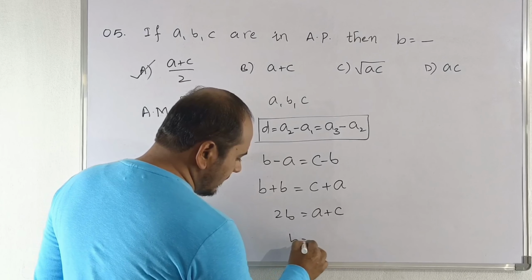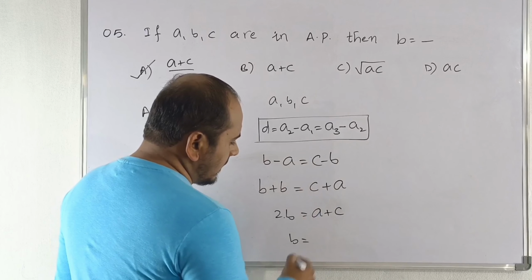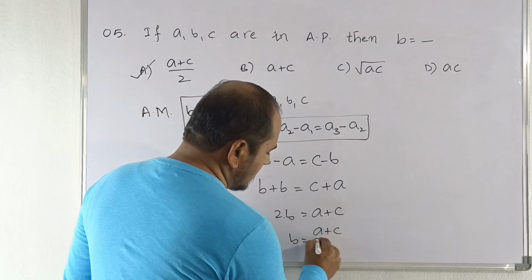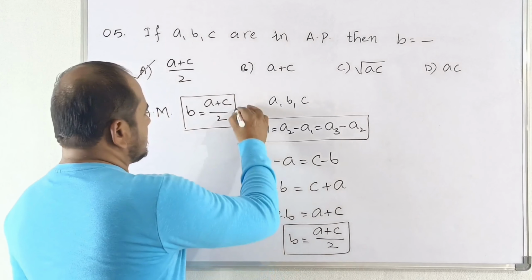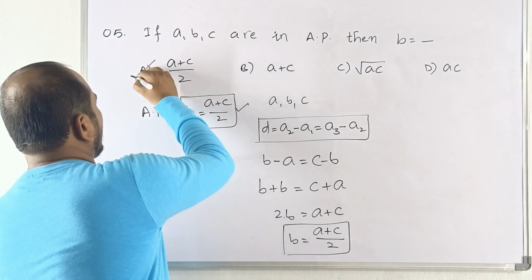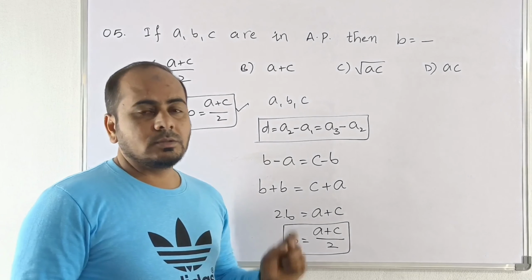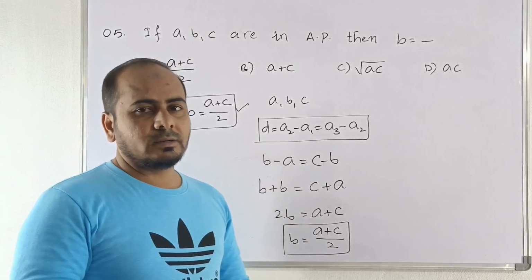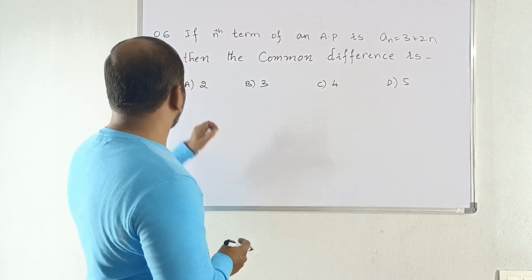Actually we need to find the B value. Hence this 2 also you change to the right side: A plus C divided by 2. Hence B is equal to A plus C by 2. That's why I have selected this option. So like this we need to calculate, my dear. Right? Yes. Come to the sixth question.